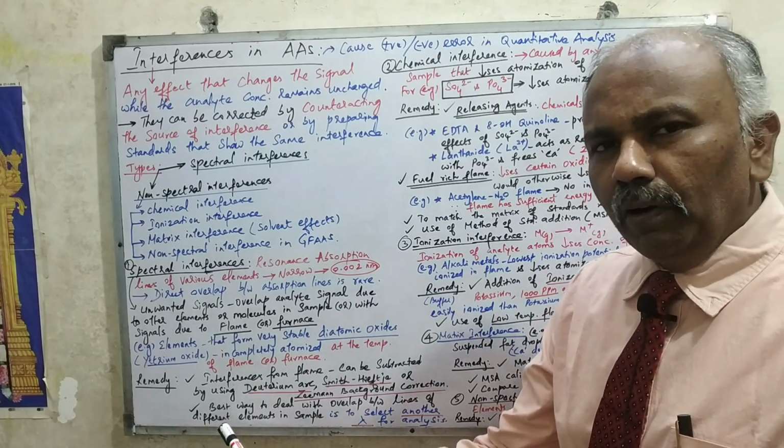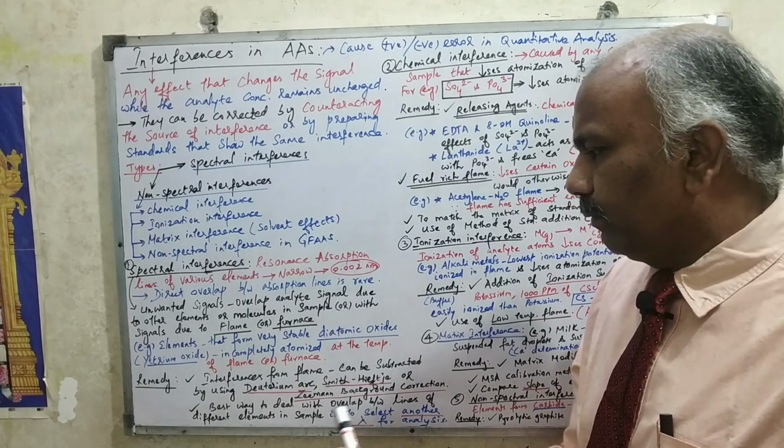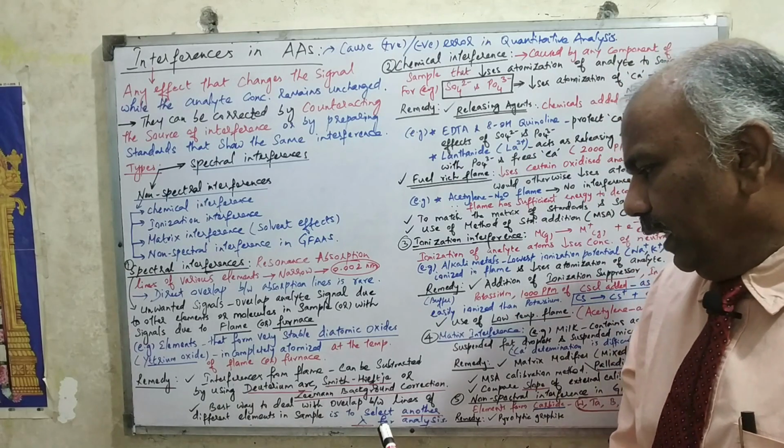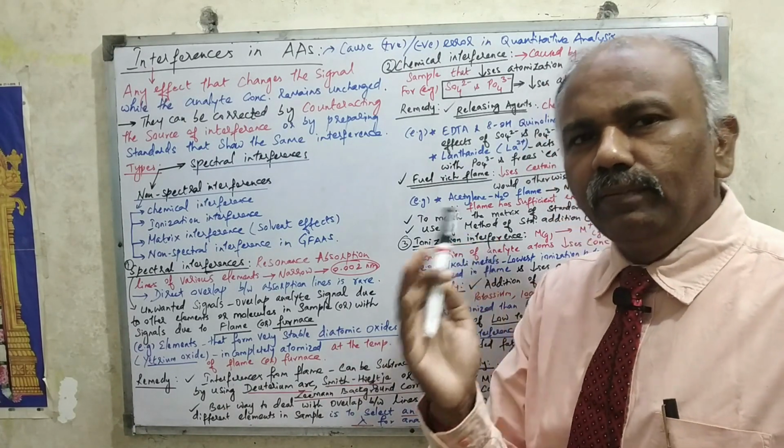Now the second important remedy, the best way to deal with spectral interference or the overlap between the lines of different elements in the sample, is to select another wavelength for analysis. You have to select another wavelength for analysis.